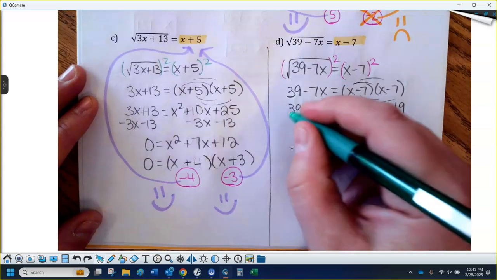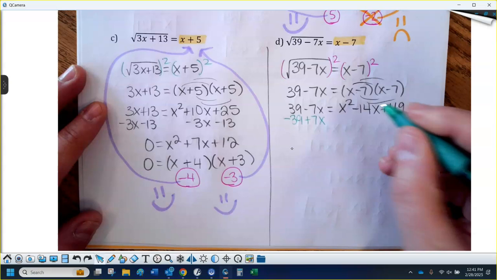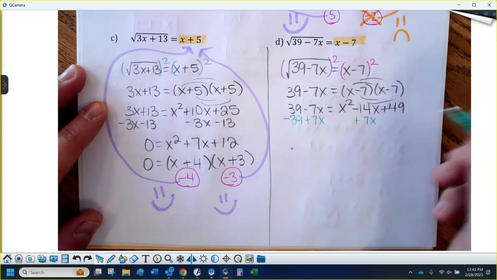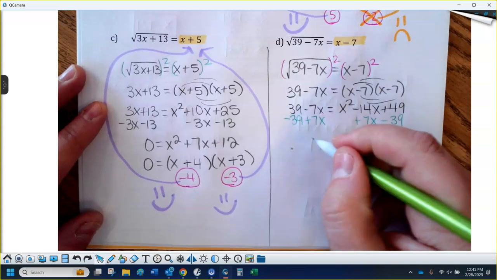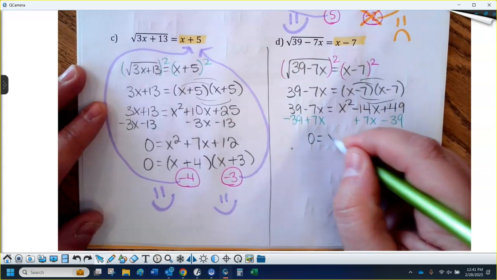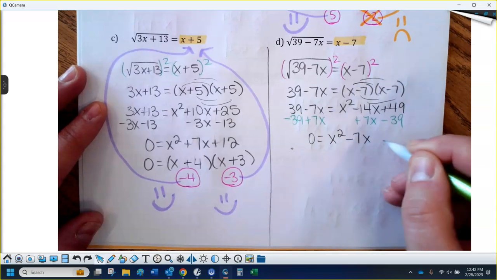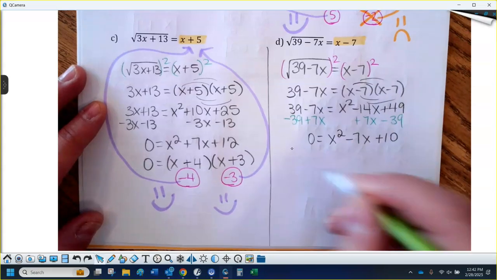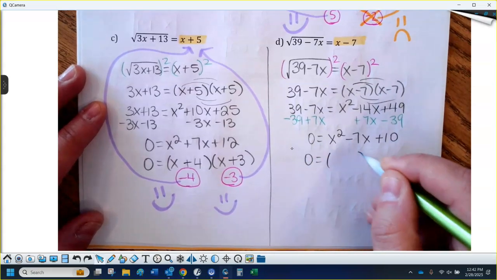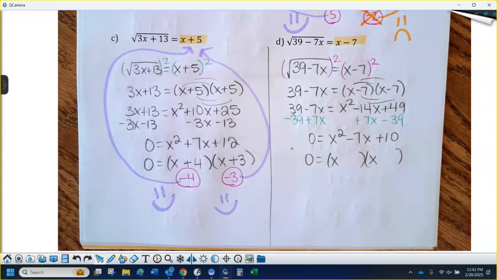Okay, set this equal to 0. I'm going to subtract 39 and add 7x because I'm going to try and keep my squared term positive. And I promise you'll be able to factor it if you want to factor it. Otherwise, you can use quadratic formula on any of these. Should be x squared minus 7x plus 10. Can anybody think of two? This one's kind of tricky. So I've got to multiply to get positive 10, but add to get negative 7.